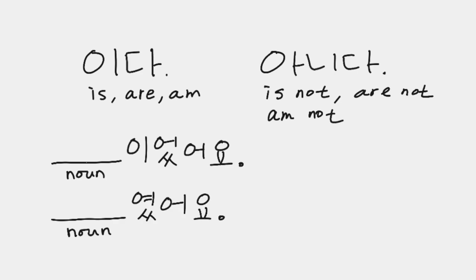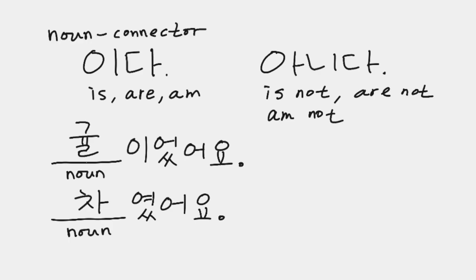So if it's tangerine, what would it be? It was tangerine. 귤이었어요. Good. Then it was a car. What would it be? It was a car. 차였어요. Right. 차였어요.